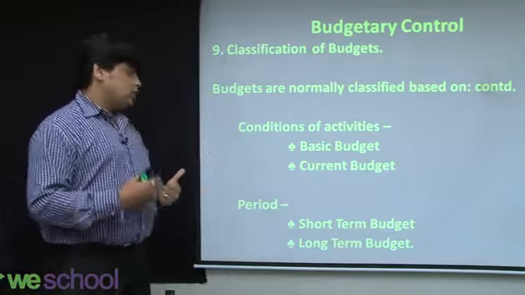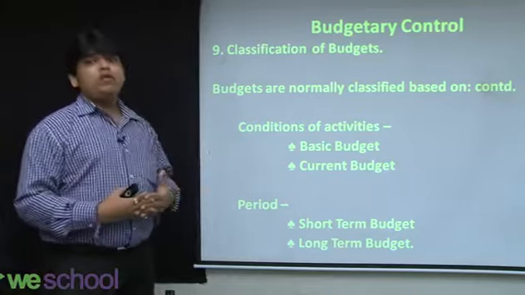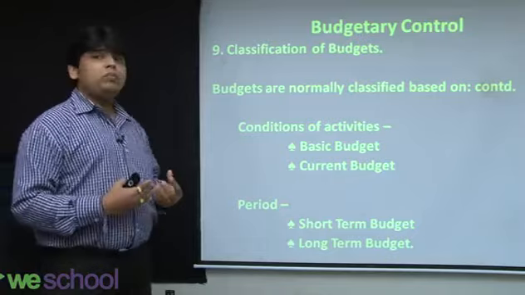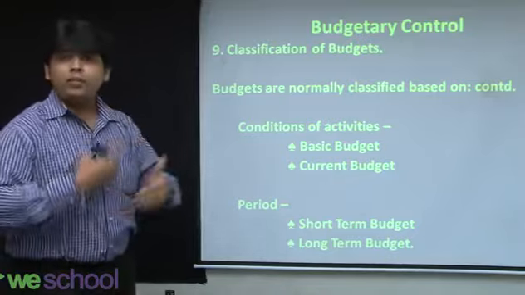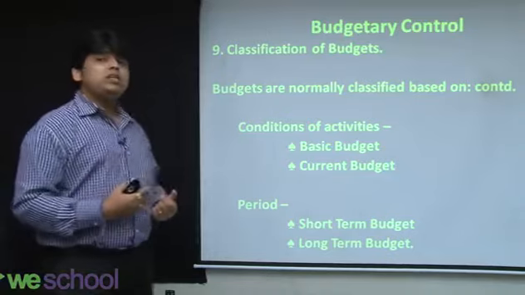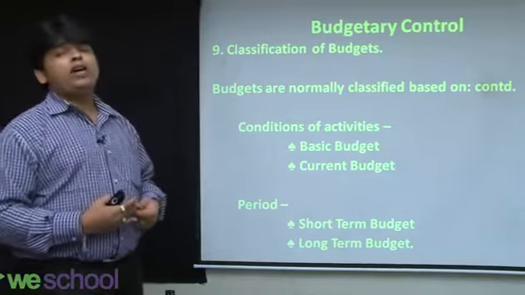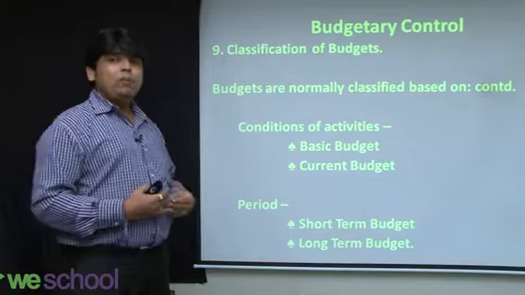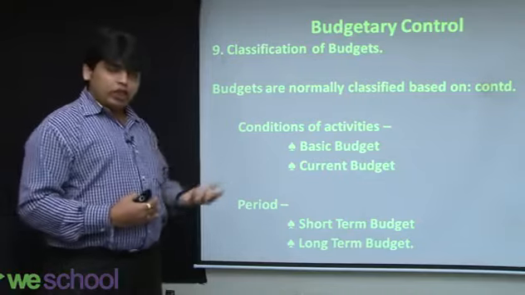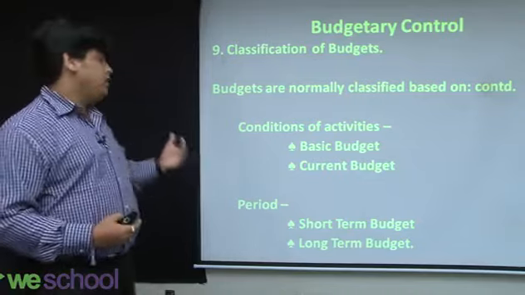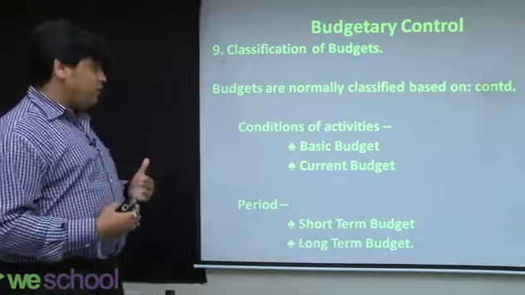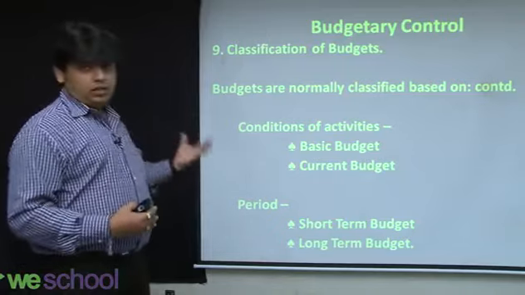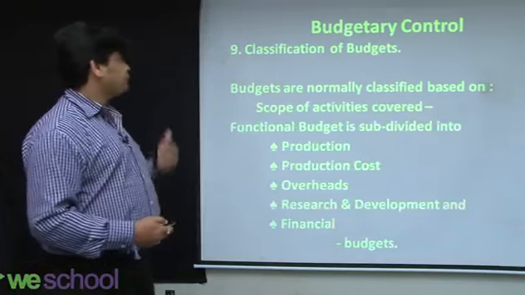Now period budgets: short-term budgets and long-term budgets. Short-term budget is the budget for working capital requirement, day-to-day requirement. Long-term budget is a budget calculation for long-term finance, for example replacement of plant, new technology. So we can classify the budget on the basis of period, that is short-term and long-term.